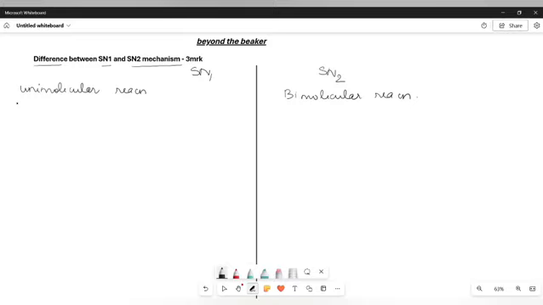Next, second difference. The SN1 mechanism follows first order kinetics. The SN2 mechanism follows second order kinetics.